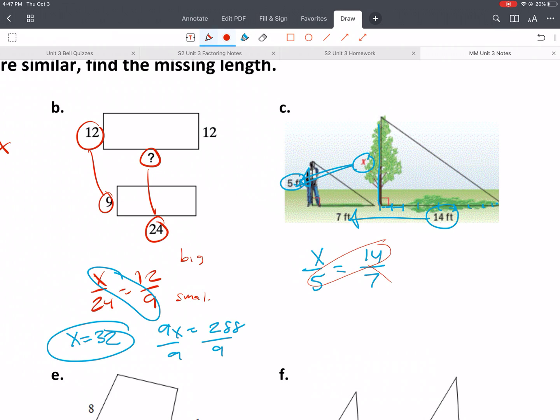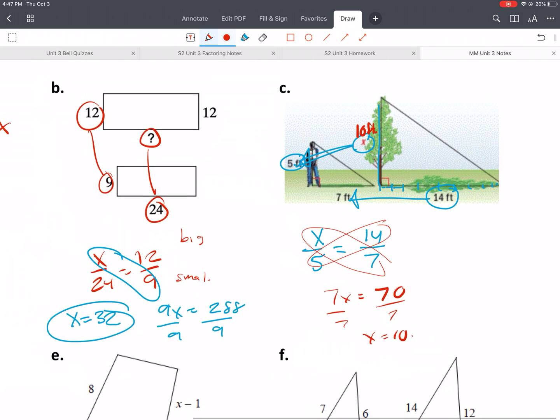Cross multiply, 7x equals 70? Yep, 70. And then you'd end up getting x equals 10. So the height of the tree is 10 feet. Okay, no way you could have measured that because you're not tall enough. Okay, but now you know how tall the tree is, which is kind of cool.